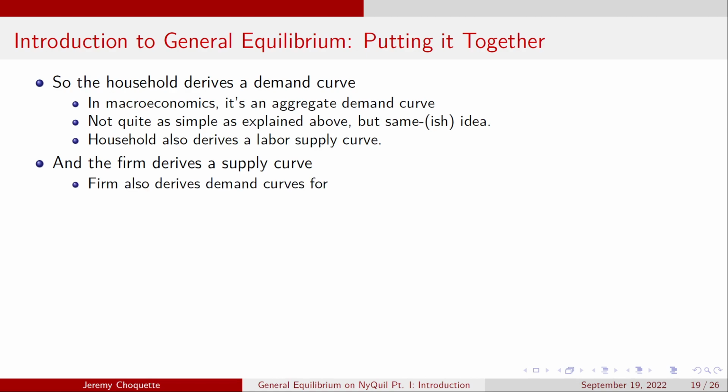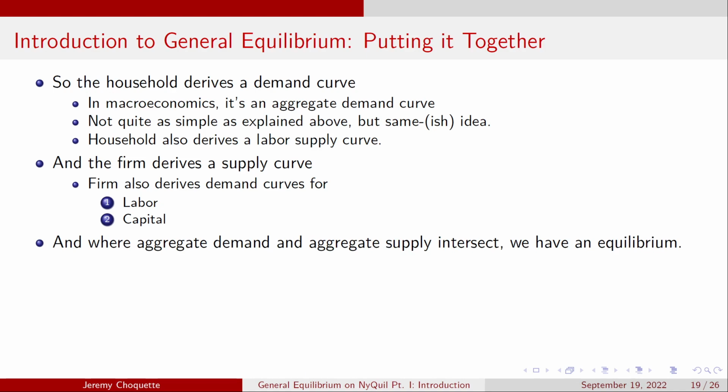And the firm is going to derive a supply curve. The firm's going to derive demand curves for labor and capital, because if they want labor, labor's got a cost. It's the wage rate. The higher the wage rate, the less labor they're going to want to use, right? The higher the rental rate of capital, the less capital they're going to want to use, the more labor they're going to want to use instead. So both labor and capital, their demands are going to be downward sloping.